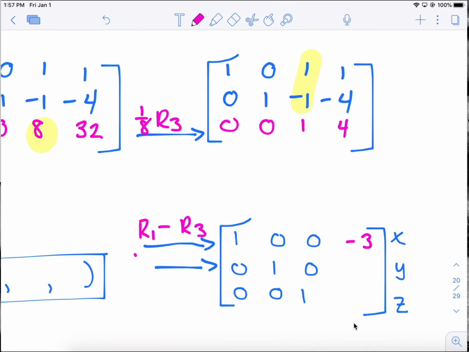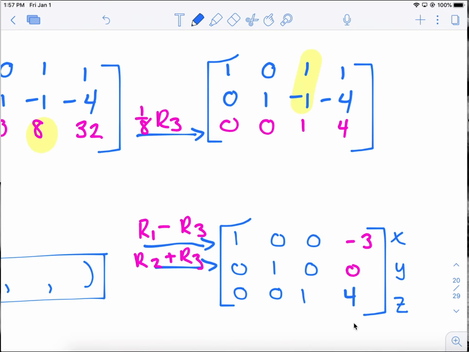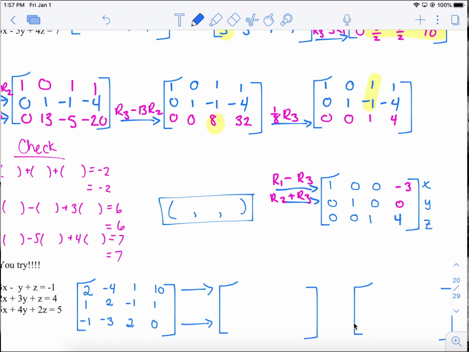For the middle, I want to take the row I already have, so row 2, but this time, because it's a negative 1, I want to add 1. So I'm going to add row 3 with that. Negative 1 plus 1 is 0. Negative 4 plus 4 is 0. And then I am not changing anything on this 4. All right, now that I have my x, y, and z, I'm going to write them out as a point. Negative 3, 0, and 4.